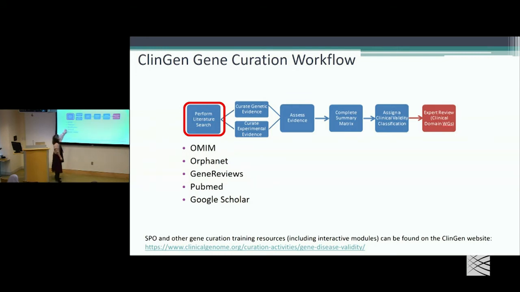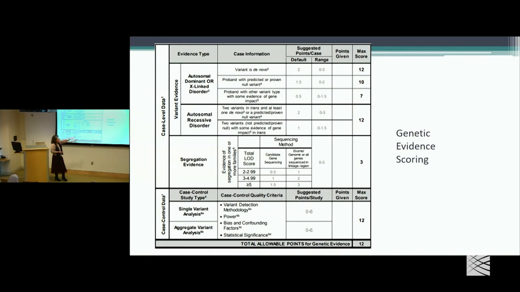So the first step is a basic literature search, using resources like OMIM, Orphanet, GeneReviews, PubMed, and Google Scholar to try to get all your data. And then the next step is the genetic evidence scoring. So here we are giving different points depending on the variant level evidence. So was the variant de novo? A lot of these have little superscripts which point to the SOP and say, well, keep this in mind: if you haven't confirmed maternity and paternity in that case, then you should score less. All those levels of detail.